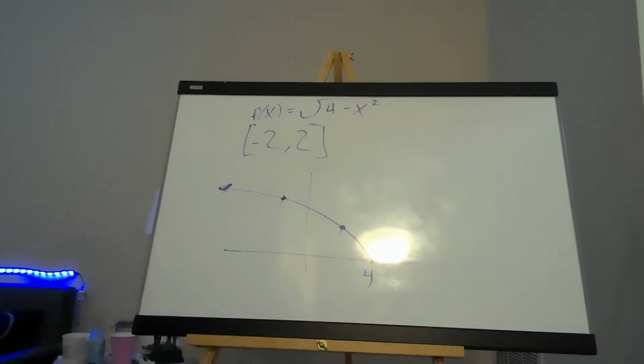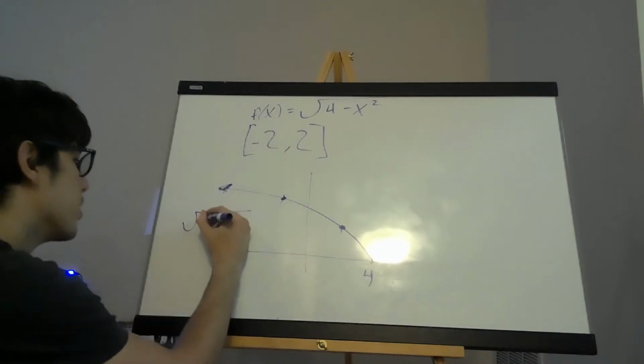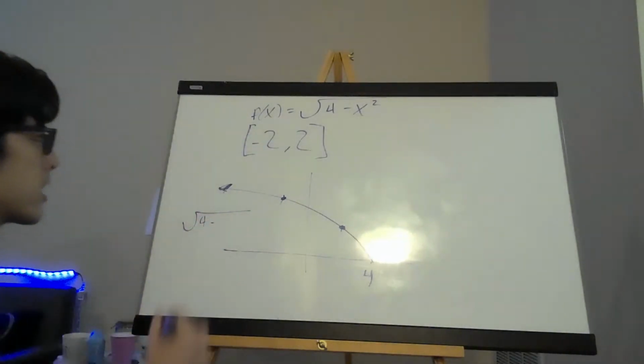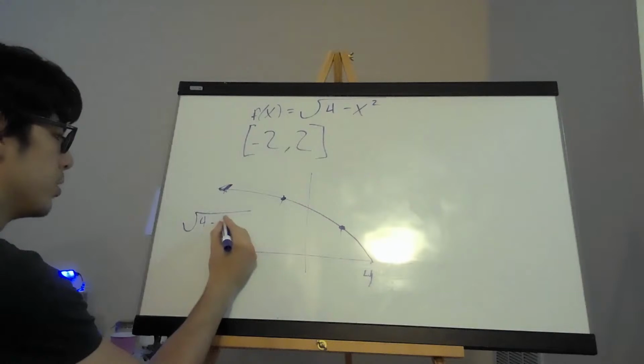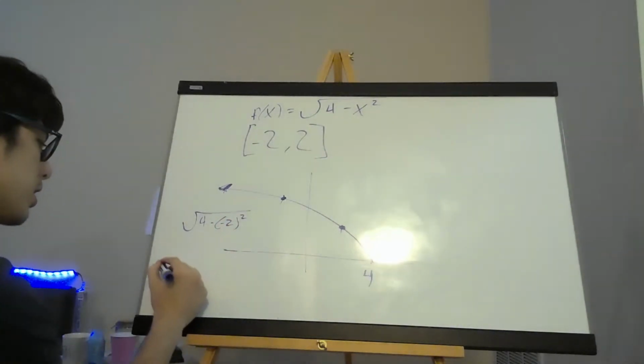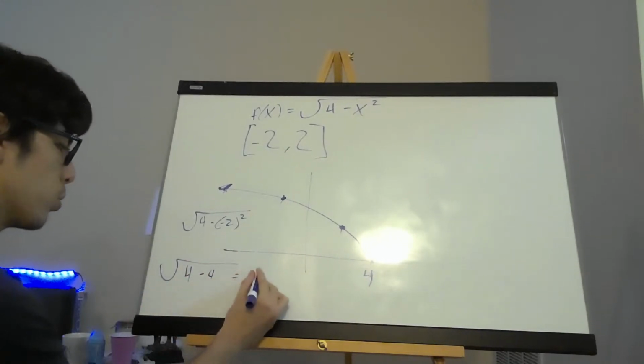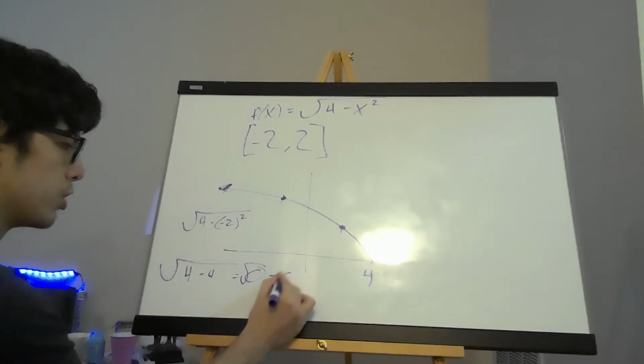Yeah, so this is indeed continuous. And the way we can prove this mathematically, if you're not a visual learner, is we can look at it like this. So we got the square root of 4 minus x squared. So let's plug in -2 here. -2 squared. So that's going to give us the square root of 4 minus 4 equals 0. Square root of 0 is just 0.